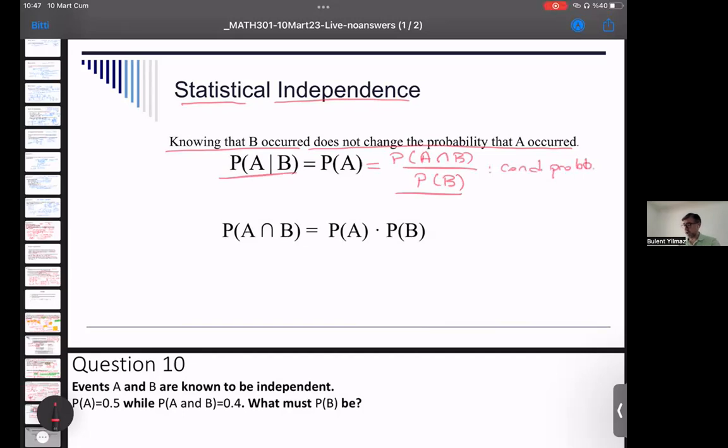So if knowing B does not affect the probability of A, then A given B is equal to A. Probability of A given B is going to be equal to probability of A. Another more common way of doing this is that the intersection of two events will be the multiplication of the probabilities of separate events. Probability of A times probability of B will be equal to the probability of A and B.